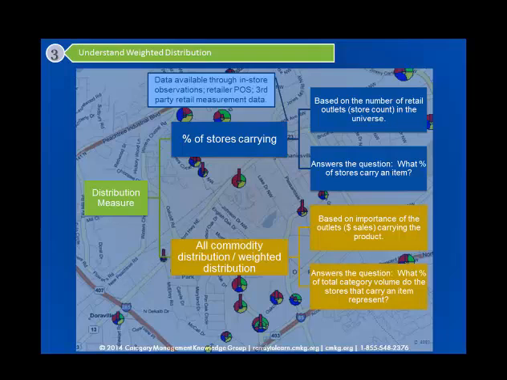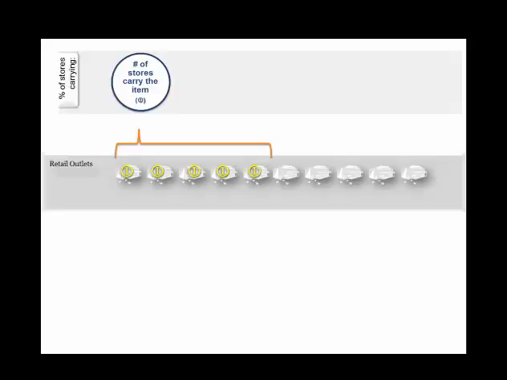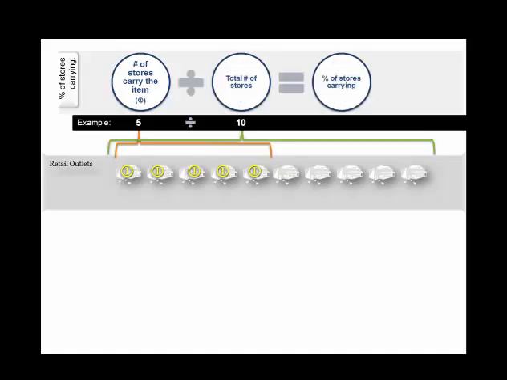So what does that mean? If you're not used to the difference between a weighted distribution or a percentage of stores carrying, let me walk through it. Again, as I said, it can be available through syndicated POS data. So let me do a quick visual explanation of the difference here. And I'll bring this up so you guys have a chance to actually look at the calculation.